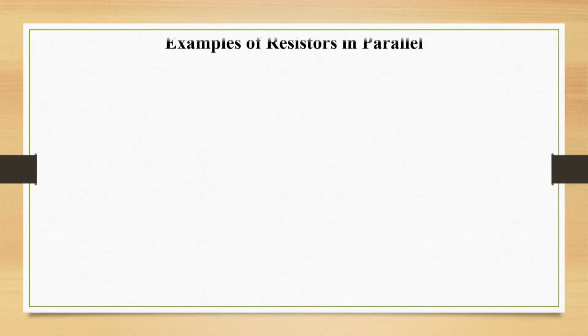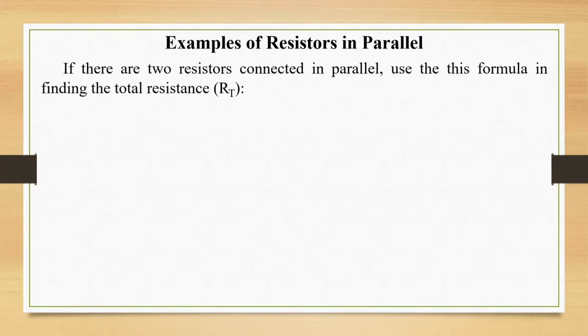So let us have an example of resistors in parallel. For resistors connected in parallel, there are three formulas you are going to use. First, if there are two resistors connected in parallel, we're going to use this formula. The total resistance is equal to R1 times R2 divided by R1 plus R2. So we use this formula when there are two resistors connected in parallel.